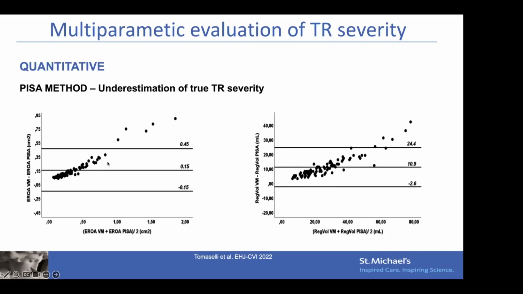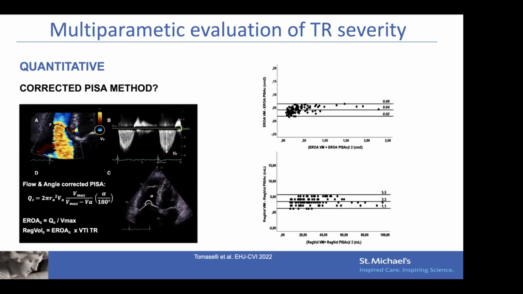But moreover, there's also a proportionality with TR severity, meaning that the more severe TR is, the greater the underestimation with the PISA method compared to the volumetric method. When you then apply this corrected PISA formula, you see that the error becomes smaller. The difference in EROA is only 0.05, and the regurgitant volume around 3. More importantly, the correlation with TR severity also more or less disappears, suggesting that this is a more consistent way of calculating TR severity than the classic PISA formula.